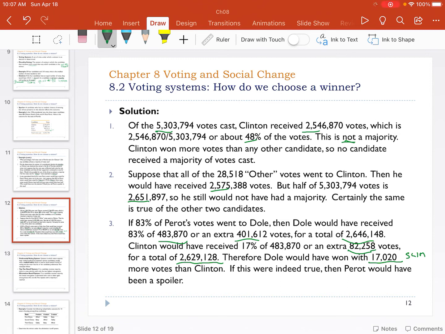So, yeah, if this were indeed true, if most, 83%, of Perot voters had swung over to Dole because Perot dropped out, then Perot would have been a spoiler. So Dole actually would have won under this scenario. Say if all the votes from Perot went to Dole, it's even stronger. So Dole would have been the winner here, and Perot would have been called an official spoiler. And that's what happens when a spoiler would win.